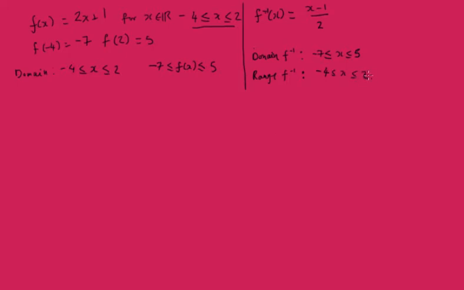There we go. Now let's sketch, first of all, f of x. So for f of x, when x is minus 4, f of x is minus 7. It's down here. So that's going to be minus 4, minus 7. And for x is 2, f of x is 5. That's 2, 5.